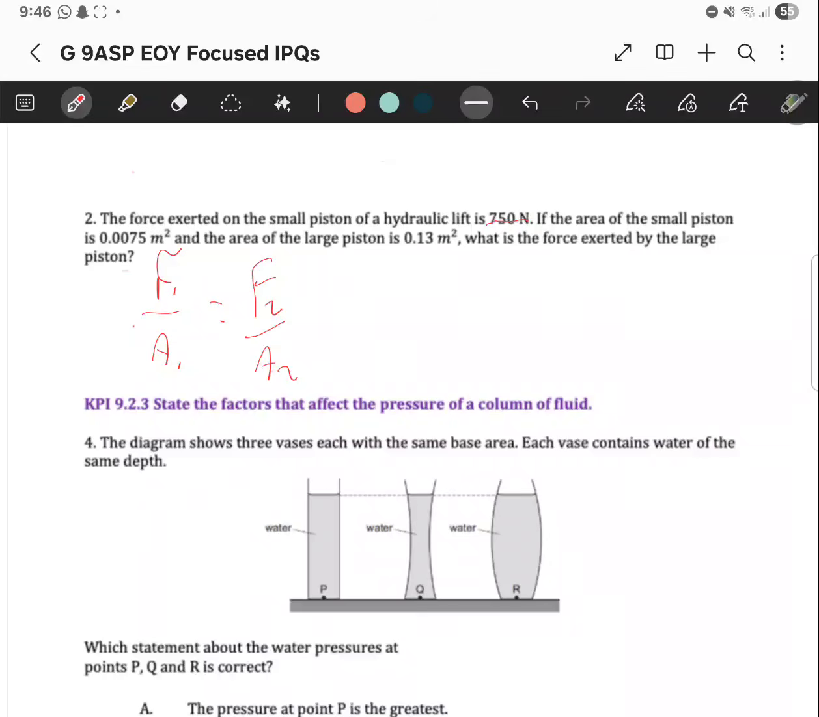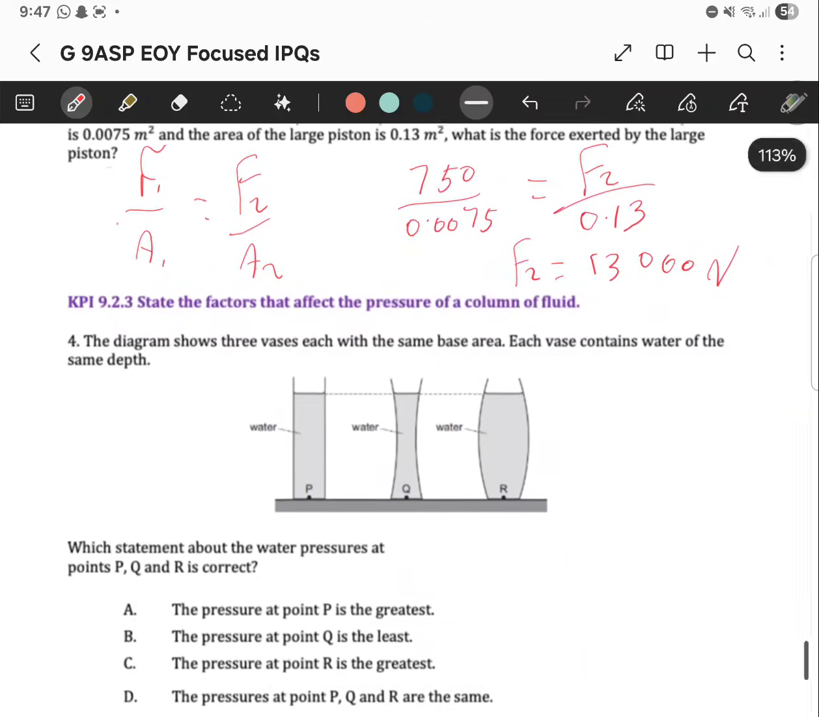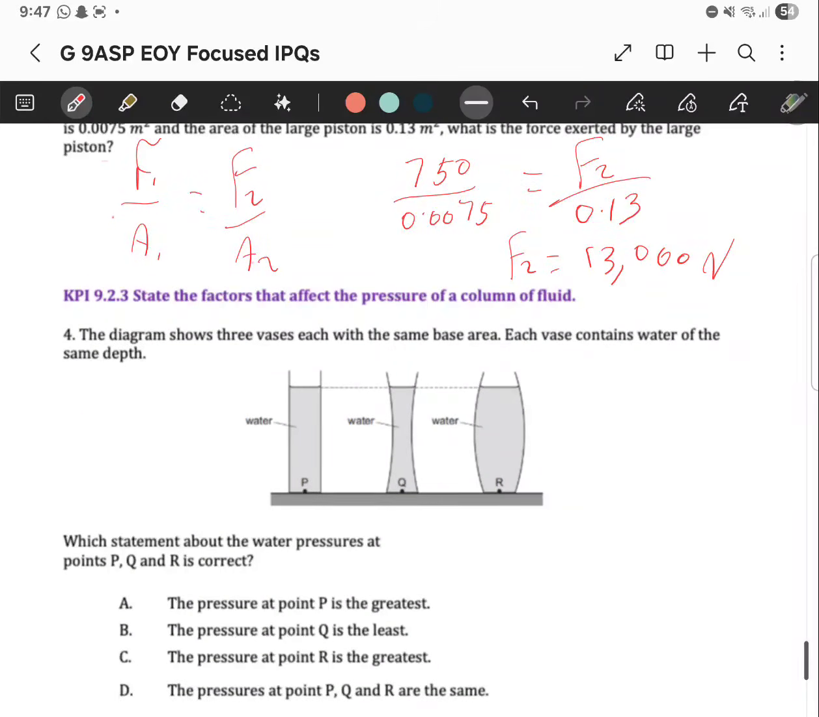Okay, what do we have? So we have force 1. Okay, so I'll write 750 divided by the area of the smaller piston. Meter squared is good. Okay, so small piston, small area, which has that force, 0.0075 equals, I need to know the new force, and the new area is 0.13, also meter squared. F2, we will solve it, and hopefully we will get 13000. You can do that, or you can write, what's the unit? Newtons, very good. So this will be 13,000 newtons.